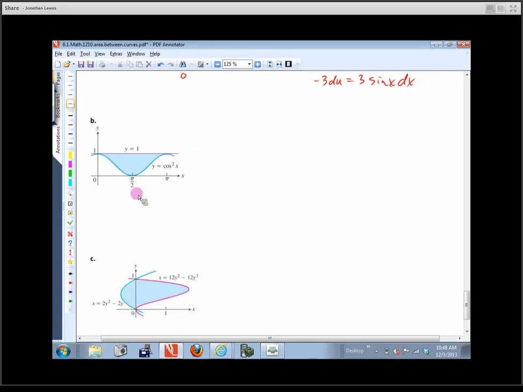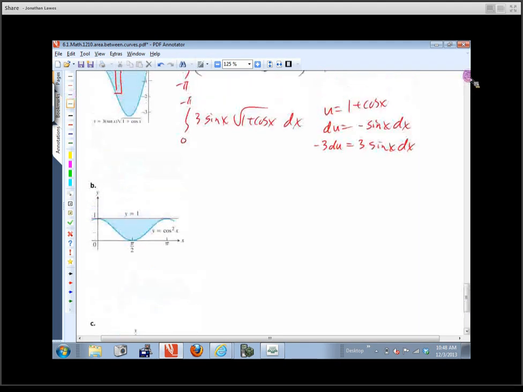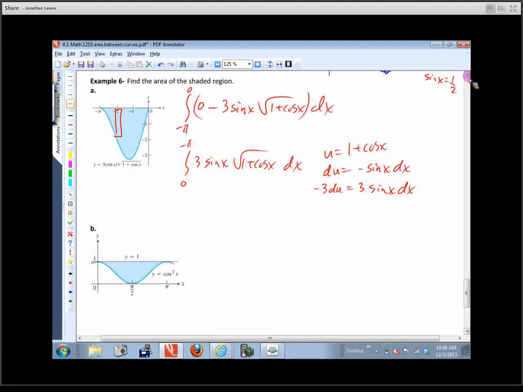Okay, would you set one up for that one? Representative slice. Same function on the top and bottom the whole time. Interval starts here and goes to there. 0 to pi. What's the top? 1. What's the bottom? Cosine squared x dx. 1 minus cosine squared is sine squared x dx. Find that answer, you've got your answer.